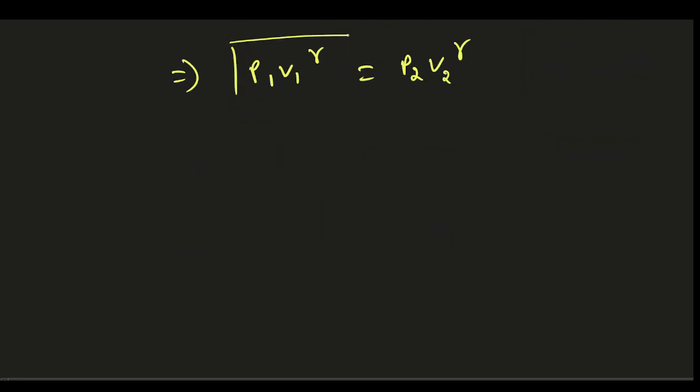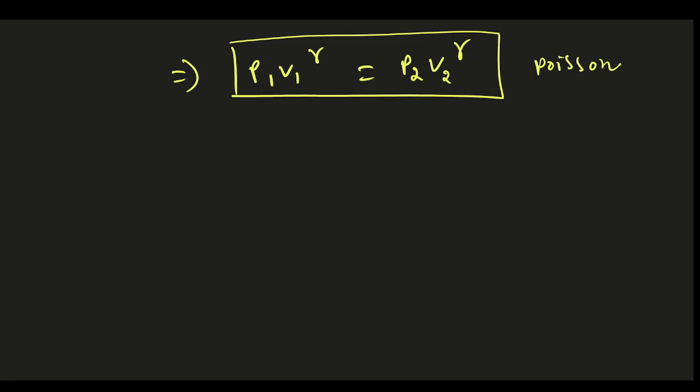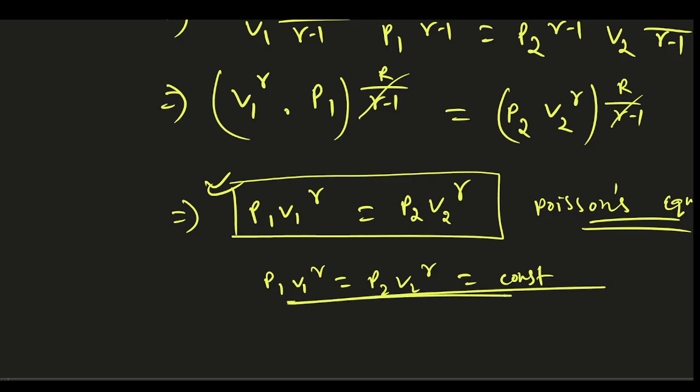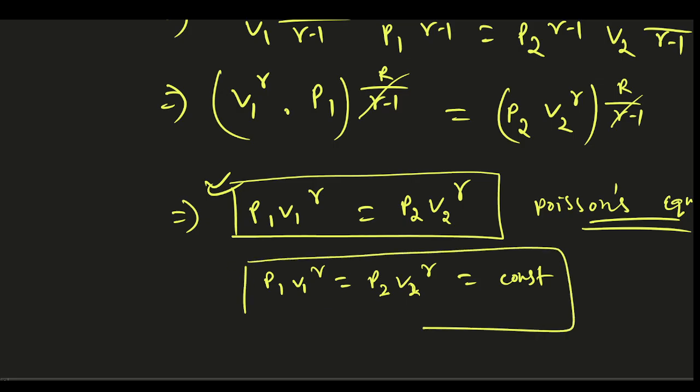So this is the Poisson's equation. If we do not derive this whole equation, then if you remember this value also, it's fine. Like P1 V1 gamma, P2 V2 gamma equal to constant. If you remember this value, it is fine. If you derive, then also fine. If you're not able to derive and you remember only this value, then also it's fine.